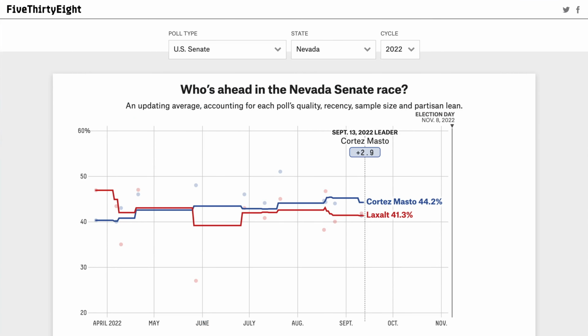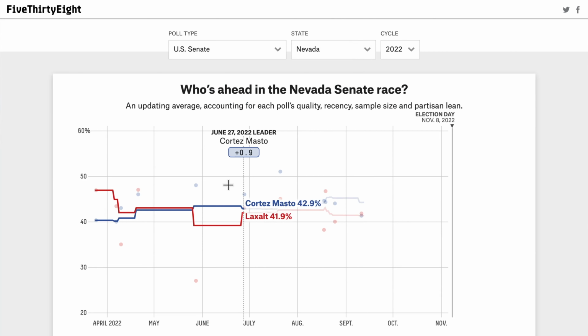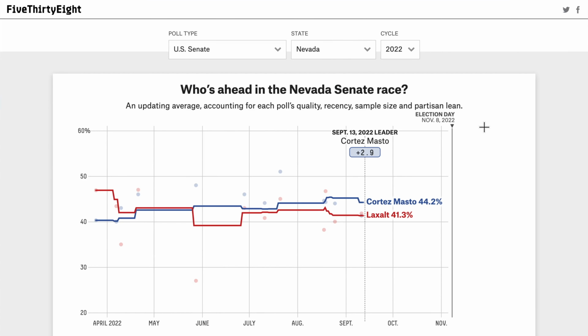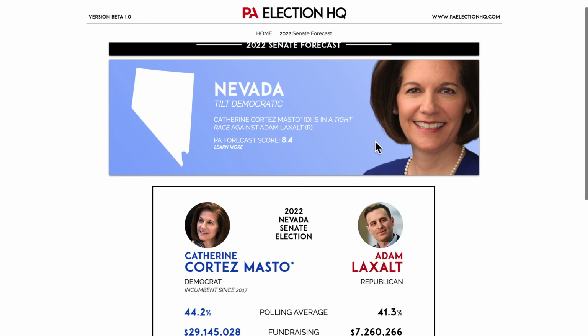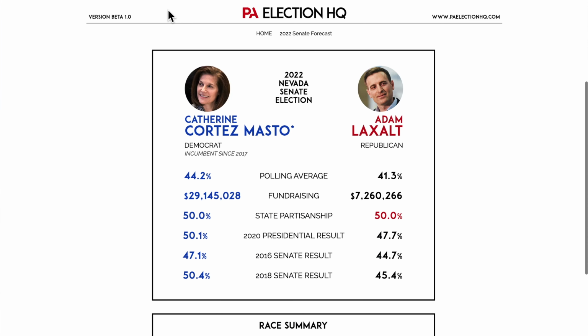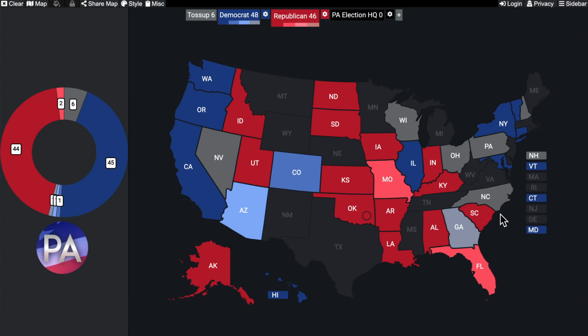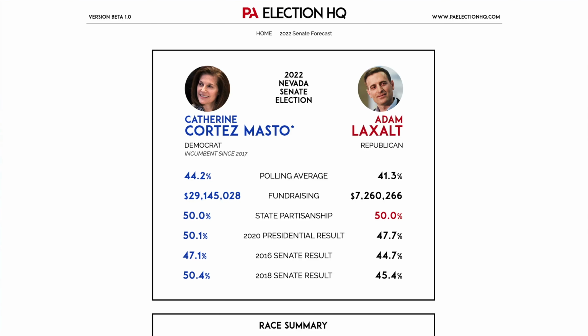Now, Masto is up by 2.9% in the polls and has been leading for quite a while, but Nevada is still going to be a very close election. Laxalt lost the 2018 gubernatorial election to Steve Sisolak by 4.1%, so he's not exactly the best candidate, but not as terrible as some other GOP nominees in states like Arizona, Georgia, or especially Pennsylvania. Nevada is a flippable seat for the Republicans, but Masto still does have a very good chance at winning herself.